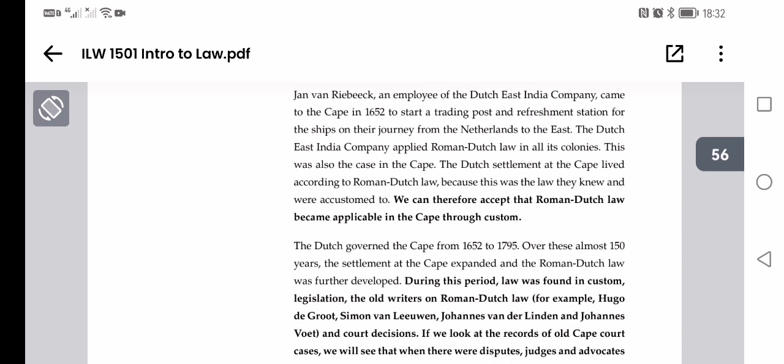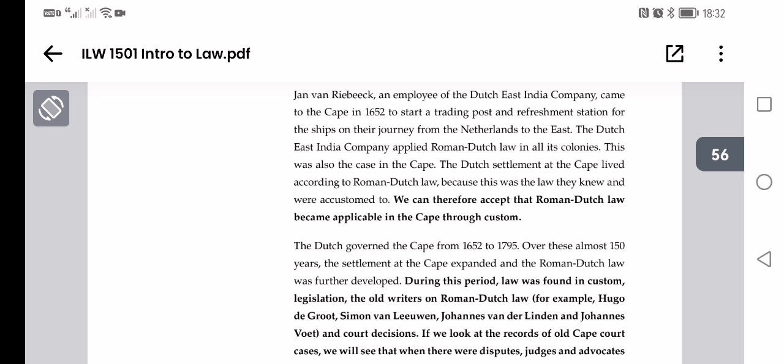Jan van Riebeeck, an employee of the Dutch East India Company, came to the Cape in 1652 to start a trading port and refreshment station for the ships on their journey from the Netherlands to the east. The Dutch East India Company applied Roman Dutch law in all its colonies. This was also the case in the Cape.